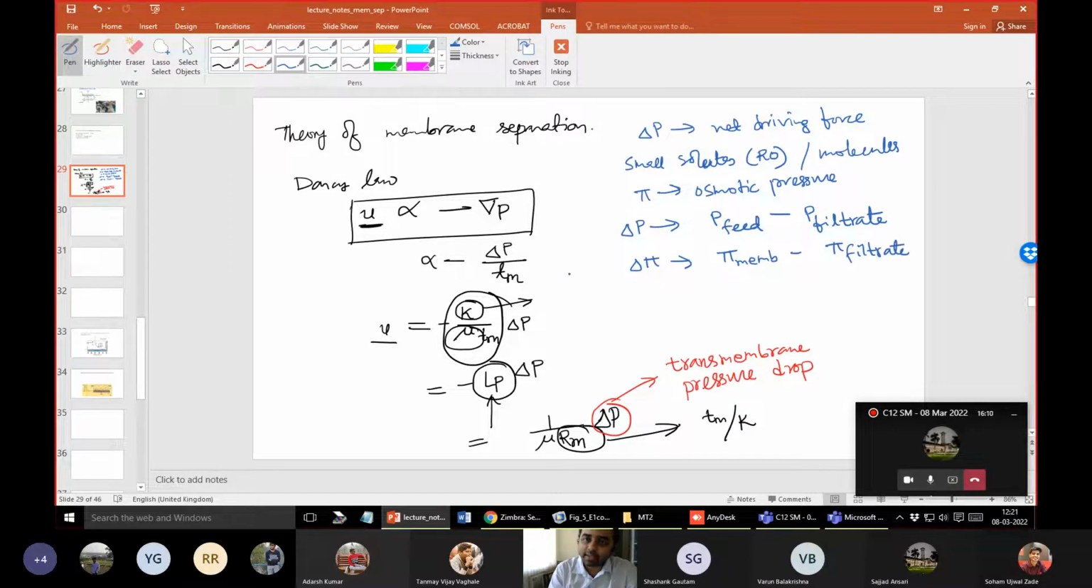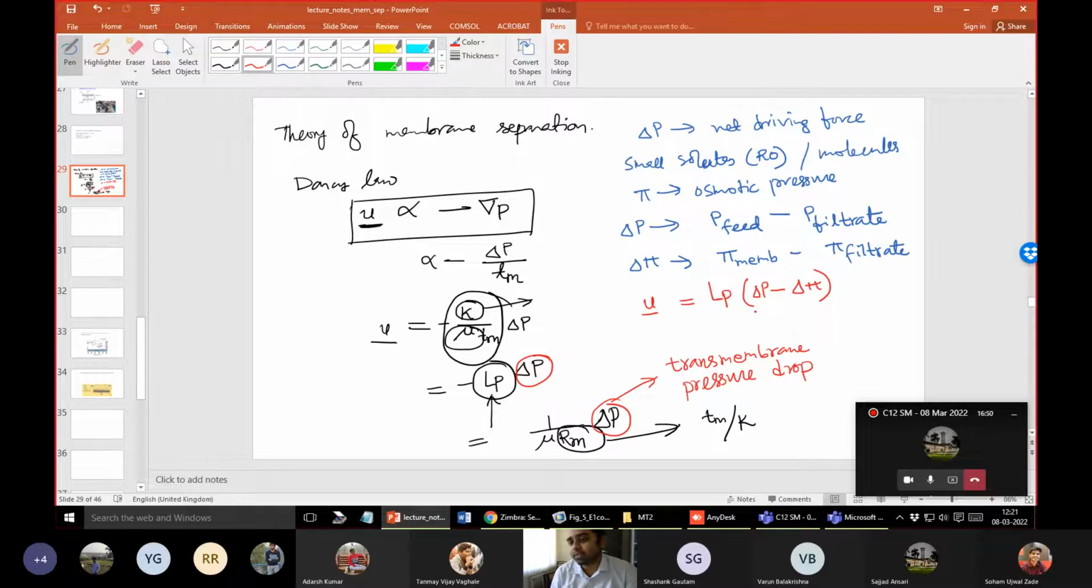So the net driving force, this U, whatever we are talking about, is equal to minus, let us absorb the minus sign inside now. Since we are talking about this delta P in terms of P feed minus P filtrate, the flow is in the direction of the decreasing pressure side. So let us absorb that minus sign in this way, because we define our pressure along the direction of the flow. So this would be something like this in this case.